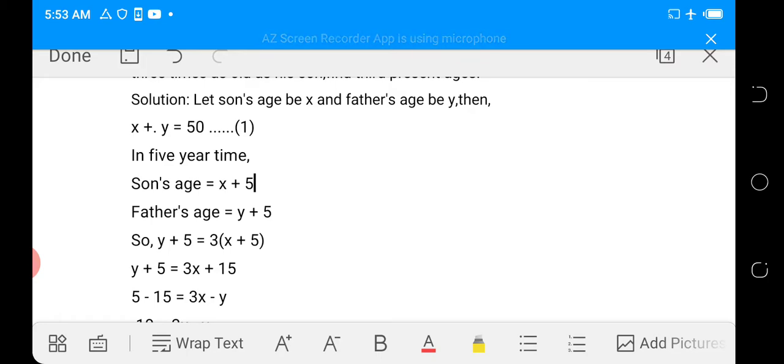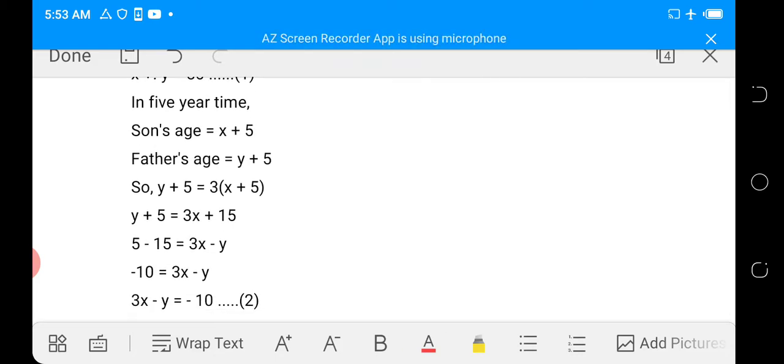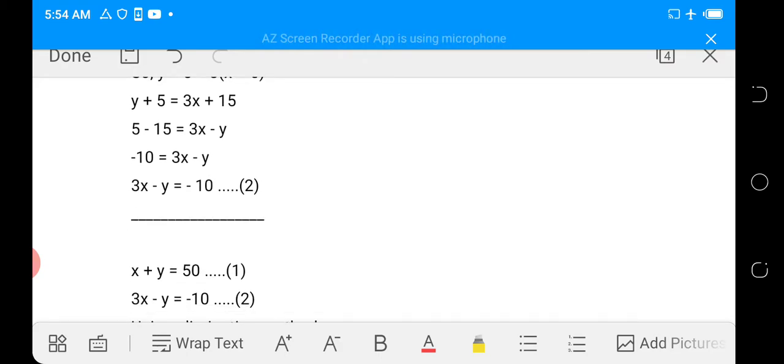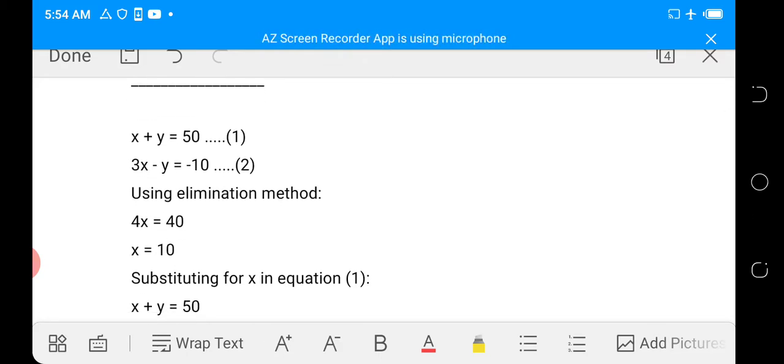Solving this equation, we are going to have Y plus 5 is equal to 3x plus 15 when the bracket is opened. Then, collecting like terms, this will give us equation 2, which is going to be 3x minus y is equal to minus 10, equation 2. Now, I have the two equations, equation 1 and equation 2. Let me bring the two together. That is what I have now. X plus y is equal to 50, equation 1. 3x minus y is equal to minus 10, equation 2.